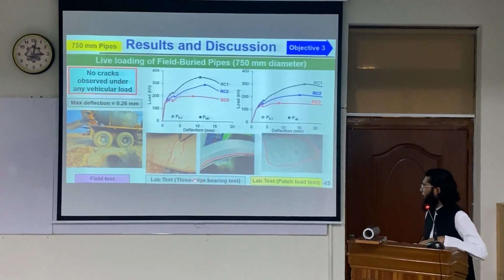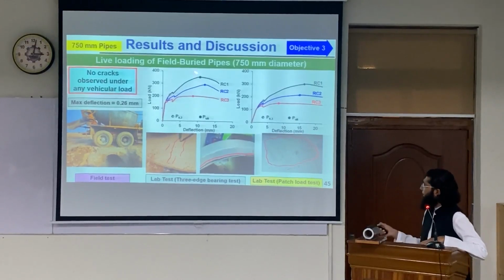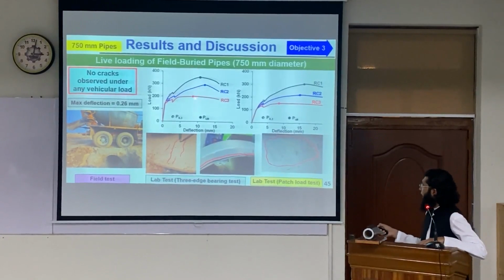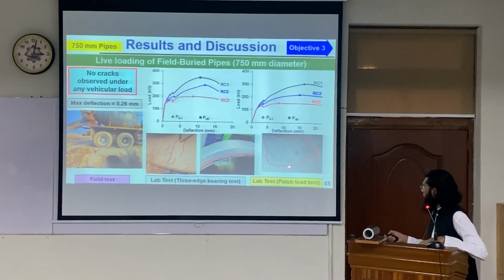This is the field buried test, and this is from the patch load test. RC1 had better performance, obviously, because of more reinforcement. As the reinforcement was reduced, the performance also dropped, with the patch load dropping it further because of the concentrated loading, and you can see this.